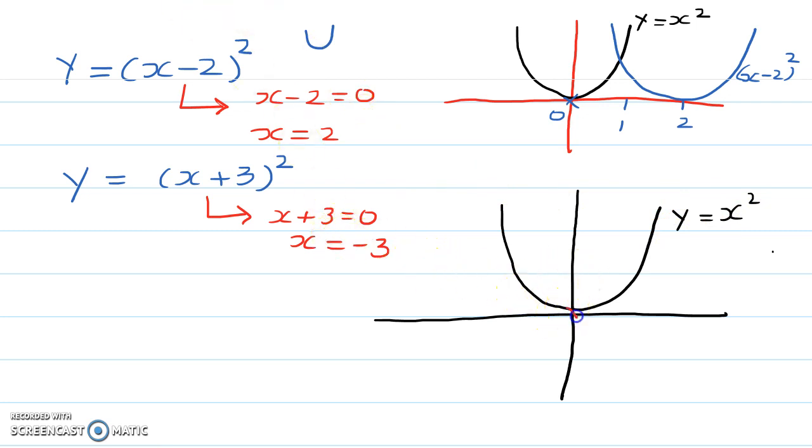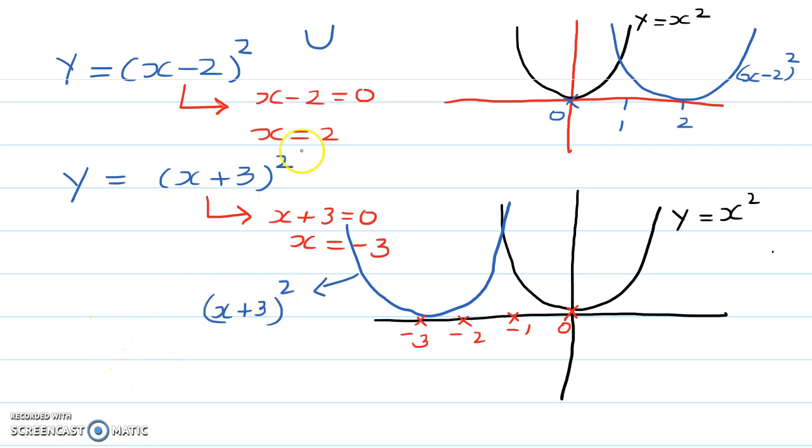So this is our 0 point, then this is -1, then -2, and then -3. And this blue graph is shifting to here, from -3. So it will go like this. This is the graph of x plus 3 whole square.